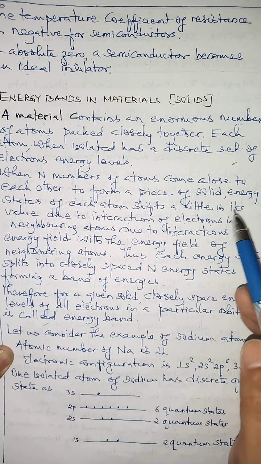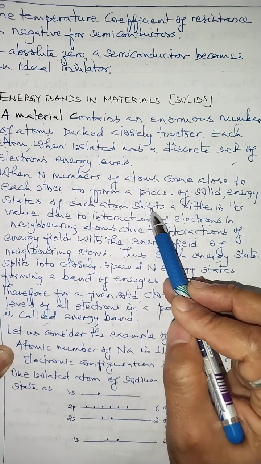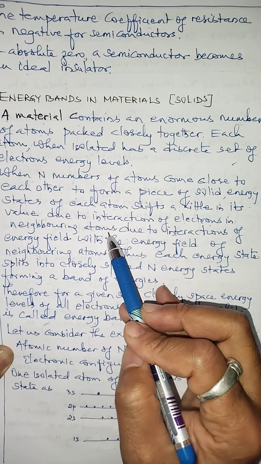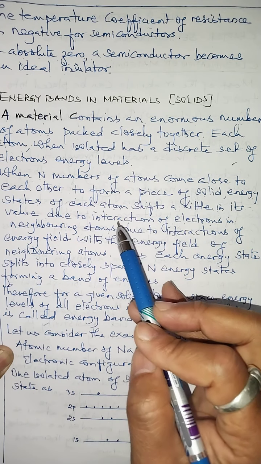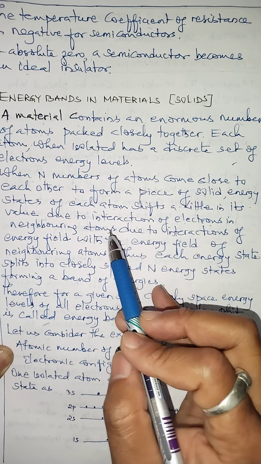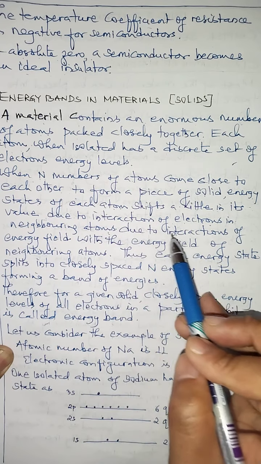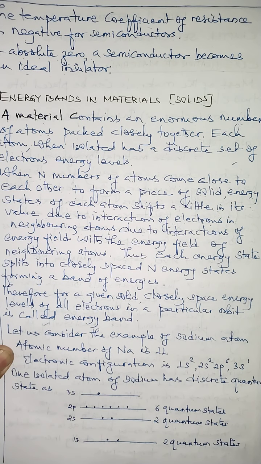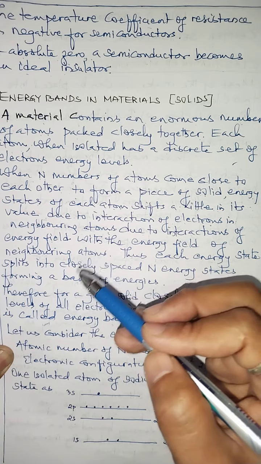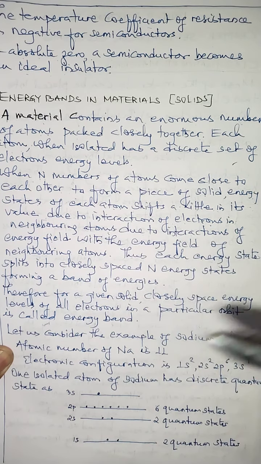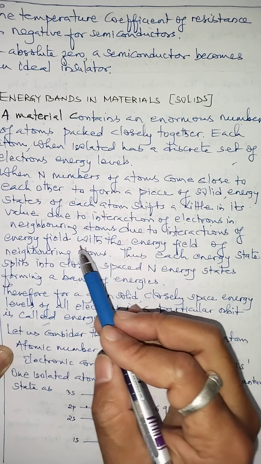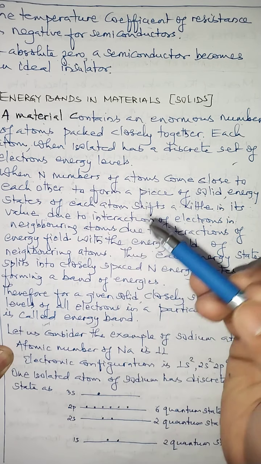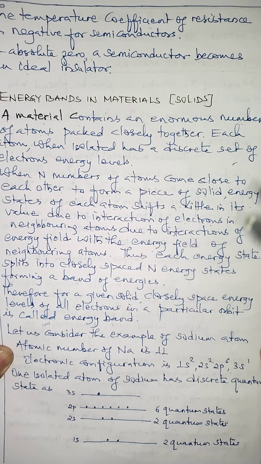So what happened in this case? The energy state of each atom shifts a little in its value due to the interaction of electrons in the neighboring atoms, and this shift is due to the interaction of energy fields. The energy field produced by one atom modifies the energy field produced by another atom. When a number of neighboring atoms come closer to each other, every atom modifies the energy field or energy level acquired by the neighboring atoms.